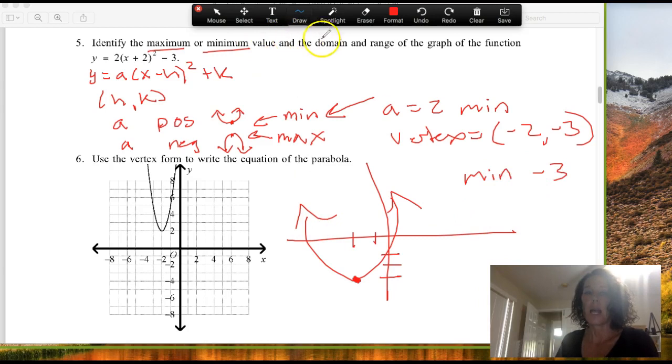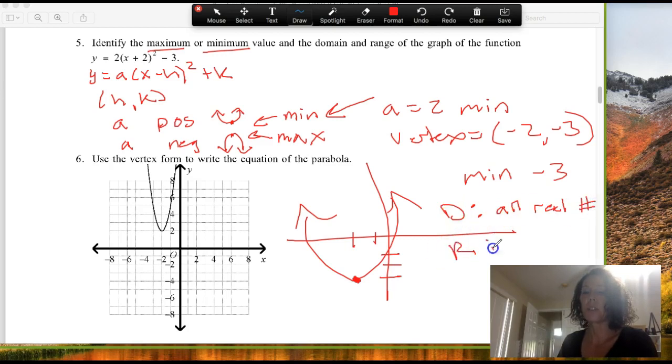All right, and then the domain and range. Well, domain is all the values that the x could possibly be. Well, x can be any value. It can go this way forever or this way forever. So x can be all real numbers, all the values, okay?